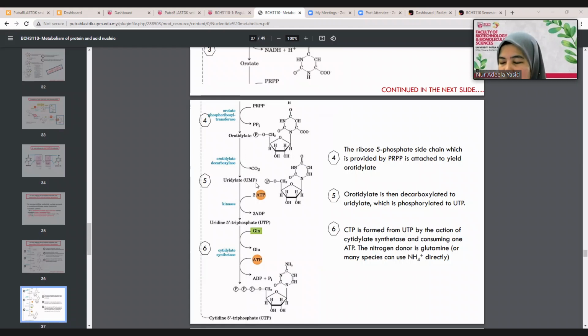Okay, because in pyrimidine, we want to have this uracil in uridine, in the form of uridine monophosphate or uridine triphosphate. That's why from OMP, we need to undergo decarboxylation to form UMP. Then from UMP, it is phosphorylated to UTP. It means it undergoes two phosphorylation reactions to form UTP.